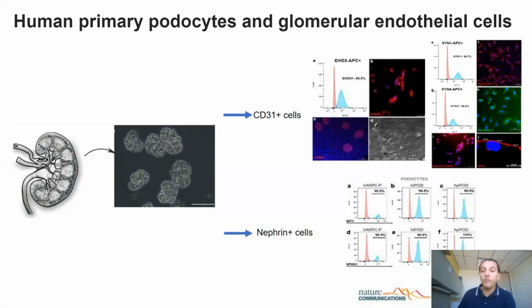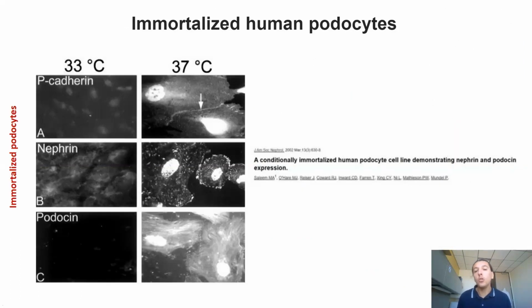We have performed a very wide analysis of these cells to confirm their phenotype. We also use the golden standard of podocytes that are immortalized human podocytes. Those are the podocytes that have been used for many years for studying podocytes in vitro.